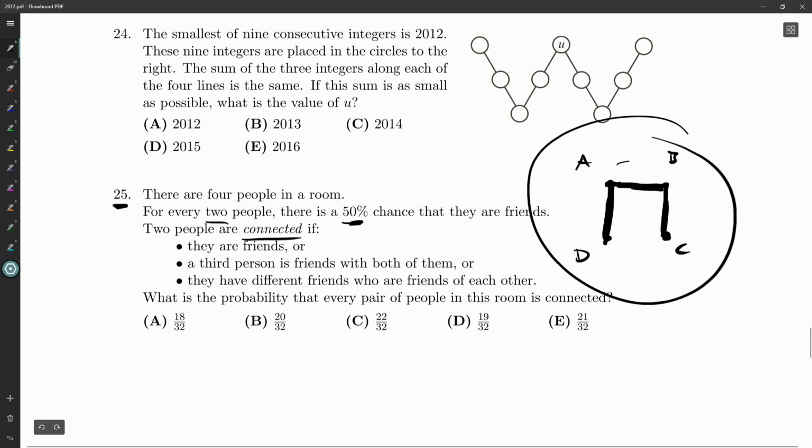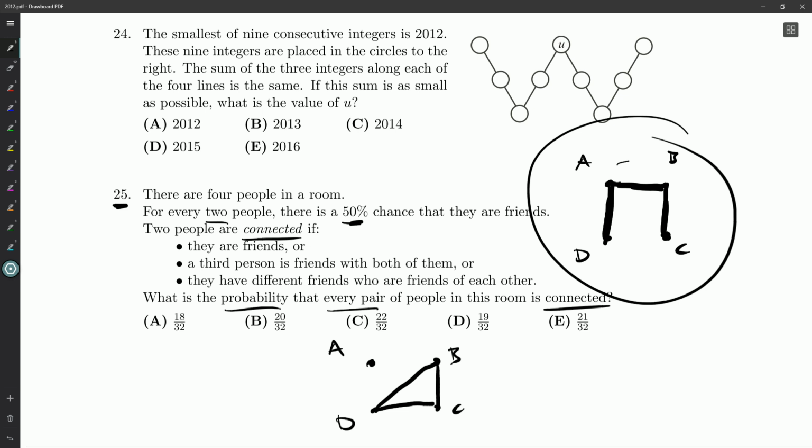Anyways, what is the probability that every pair of people in the room is connected? Now, having visualized the problem like this, it's very easy to see if someone isn't connected. I've got my people like this, and maybe these guys are connected. Beryl and Colleen and Dennis, they're all friends. Alphonse isn't friends with anyone here. They're not connected. So if every pair of people in the room is connected, everyone's got to be connected. So I need lines connecting everyone to everyone else.